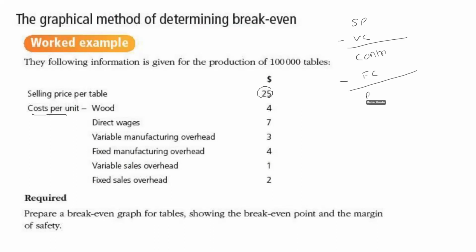minus the fixed cost will give you profit or loss. So this is the variable cost 3. And one more, we have variable sales overhead. This is the fixed cost. We have 2 fixed costs and we need to prepare a break-even graph for the table. We need to show the break-even point and we also need to show the margin of safety.